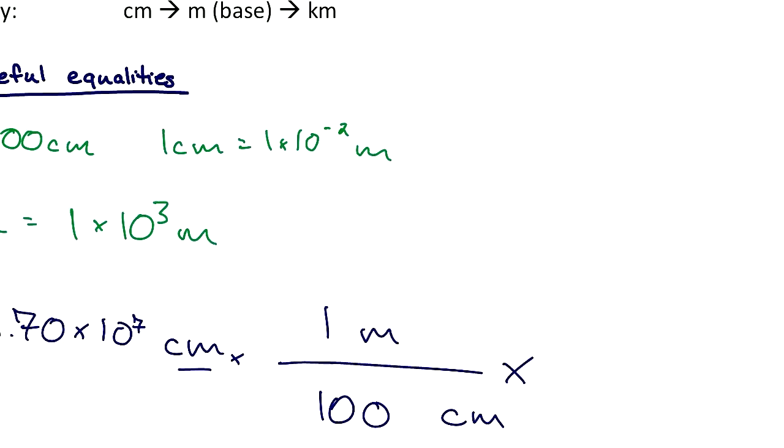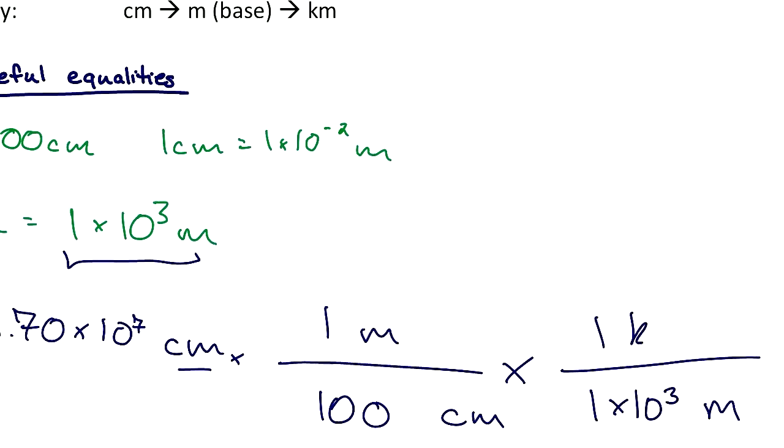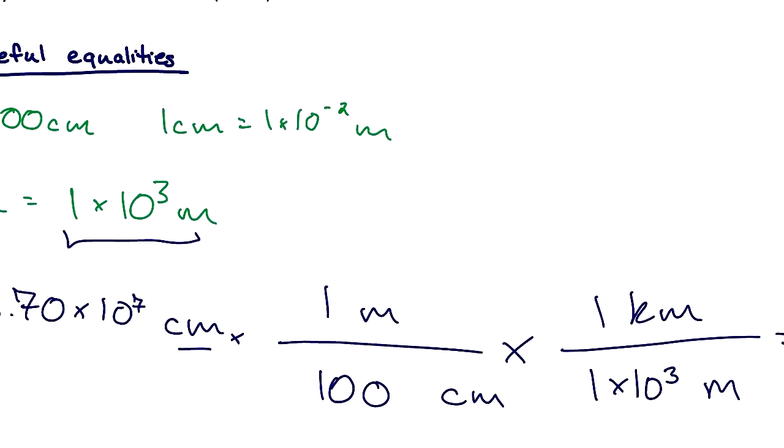But we're not done. If we finished right now, we'd be in the unit of meters. We got one more step to go. So let's convert that meter to kilometer. Again, I want to cancel out the meter, so I'm going to put that part of the equality on the bottom there. 1 times 10 to the 3, or 1,000, is 1 kilometer. Right, and so if you do that, you get a number like 370 kilometers.